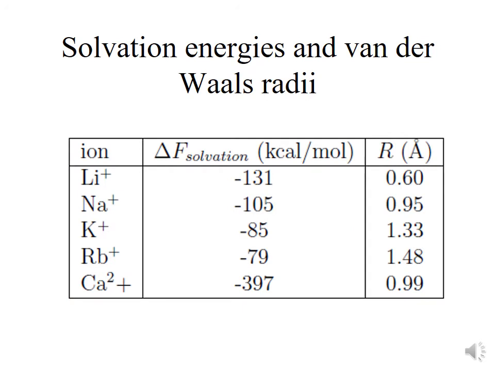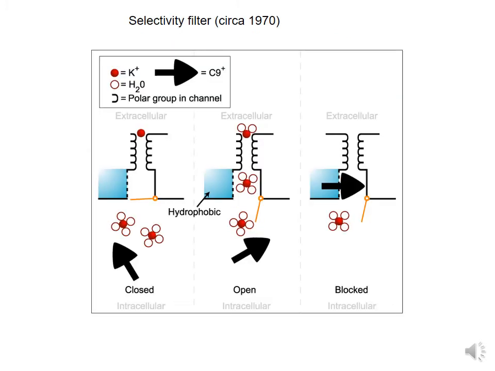What we have to remember is that the ions in solution are surrounded by water molecules. In this table, there is a list of the solvation energy and the radii for the various ions in solution. As you can see, solvation energy is very high for these ions in solution, with sodium and potassium about 100 kilocalories per mole. So it takes a lot of energy to remove the water surrounding these ions in solution. So what would be the behavior of these ions when they go through these ion channels?